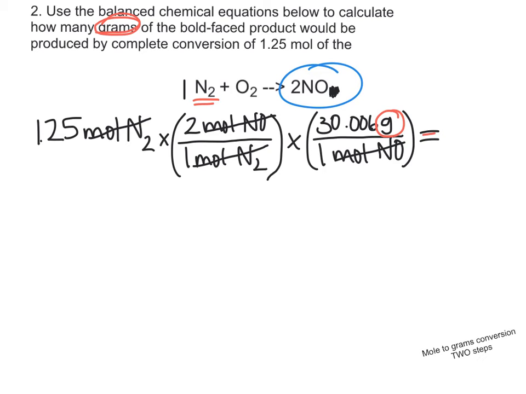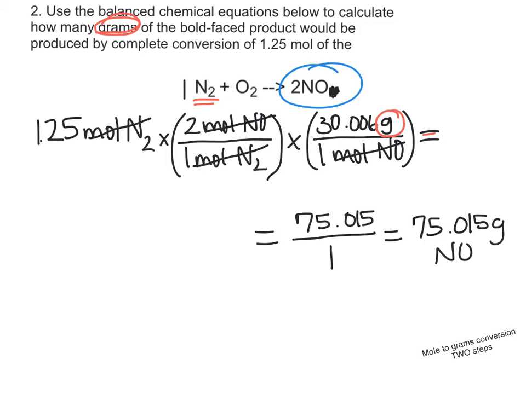Okay, so now all I have to do now is my math calculation. So I multiply everything on the top, and when I do that, I'm going to get 75.015, and then I multiply everything on the bottom. It's just 1 times 1, so it's over 1. So my answer is 75.015 grams of NO. Okay.